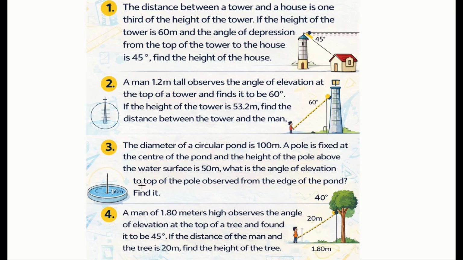It says the diameter of a circular pond is 100 meters. A pole is fixed at the center of the pond and the height of the pole above the water surface is 50 meters. What is the angle of elevation to the top of the pole observed from the edge of the pond? Find it. So let's take it step by step. We are going to identify that we have a circular pond with diameter 100 meters and a pole is fixed at the center of the pond.